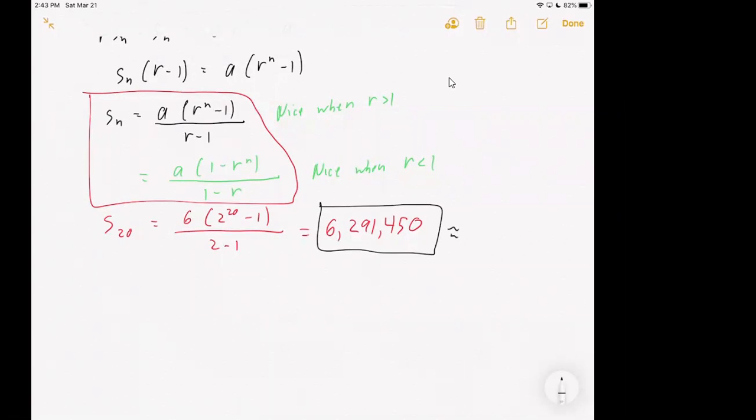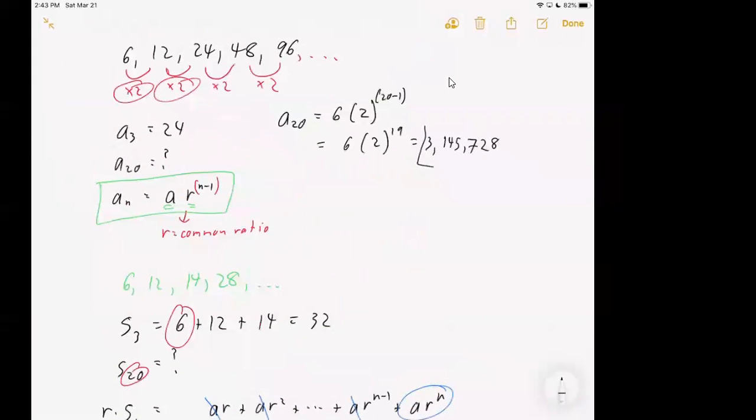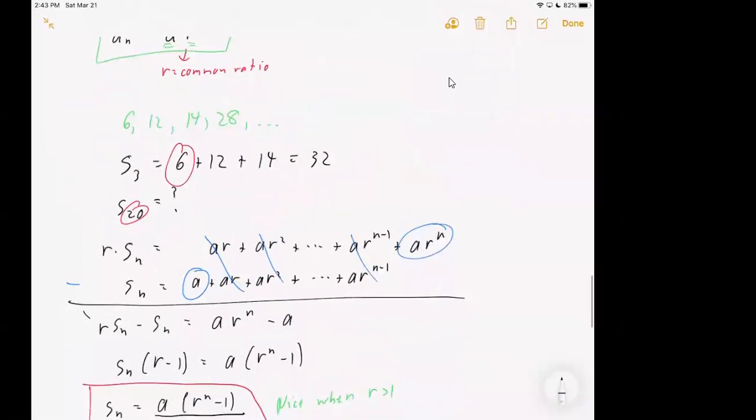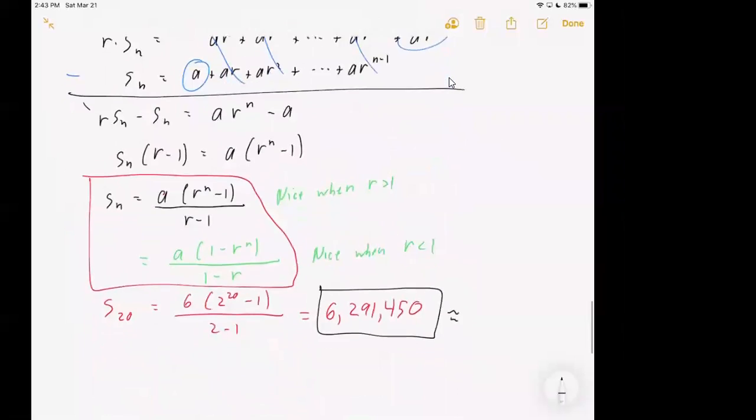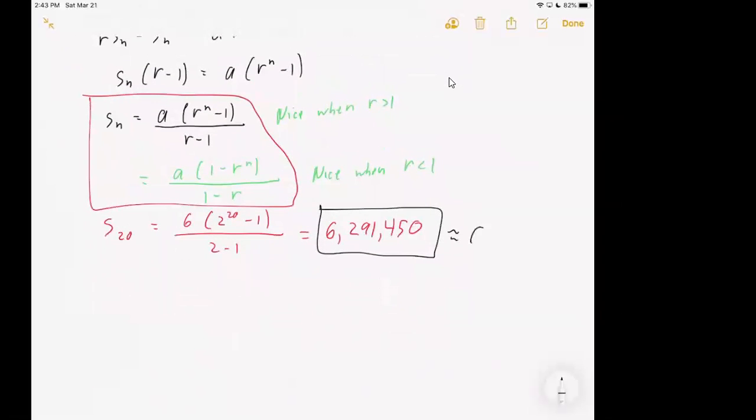Now, if you're paying close attention, this is very close. If you notice, let me go back to our answer for what was a20. So if I look at what our answer for a20 was, it was 3 million and something. So the answer we just got was pretty much a doubling of a20, which means it's almost a21. Now the reason it almost comes out that way is because this minus 1 in here doesn't matter that much when you have 2 to the 20th. The total sum is almost equal to the next term.